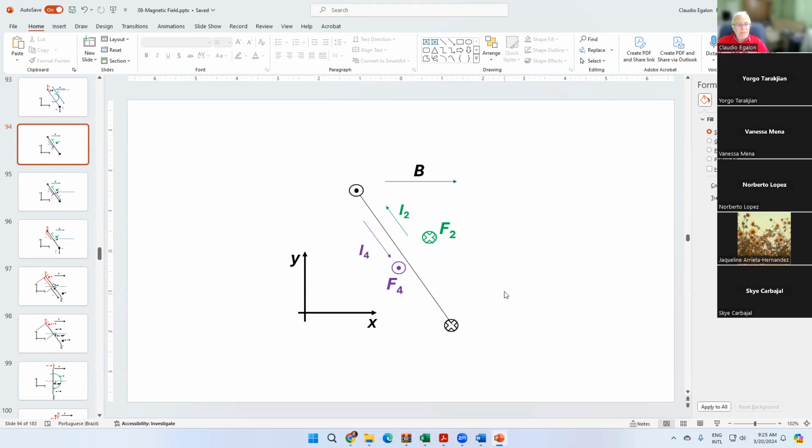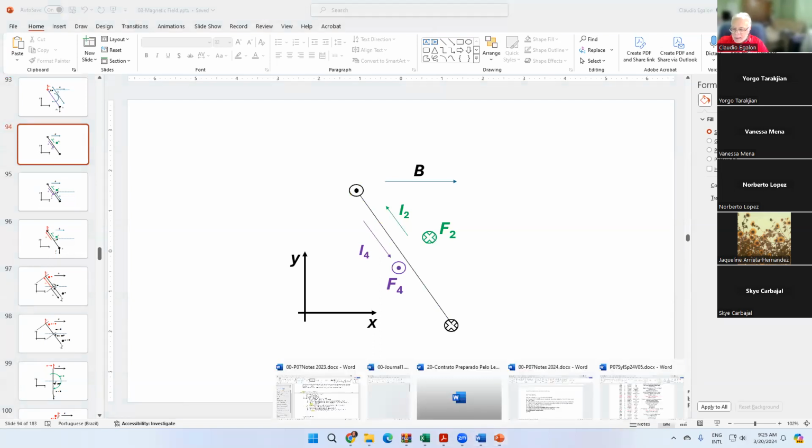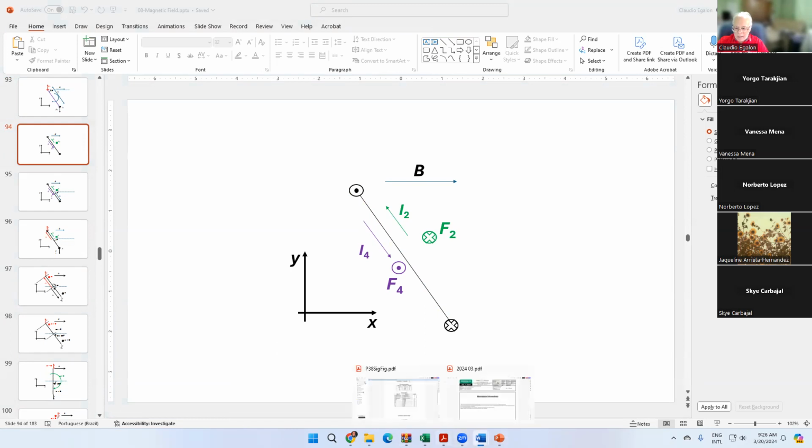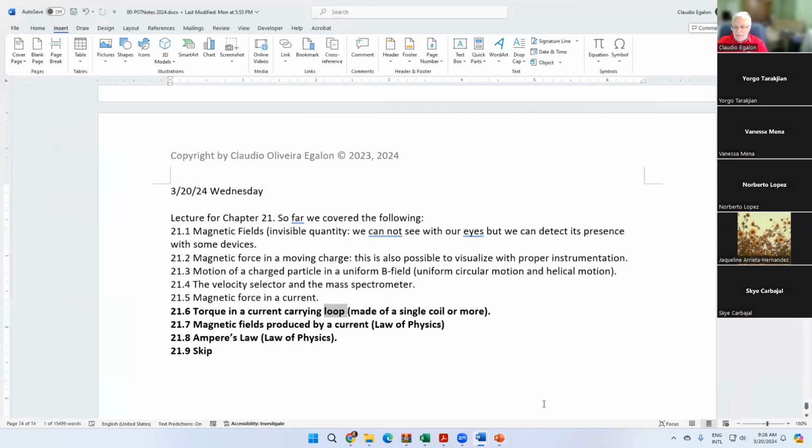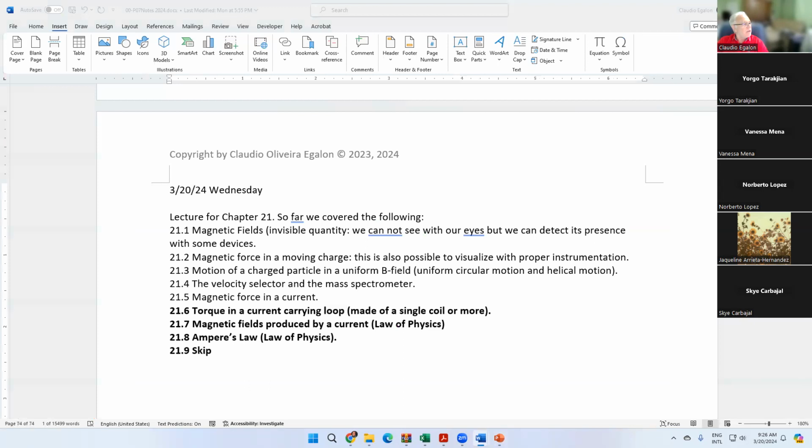So let's document everything that we said so far. Torque in a current carrying loop, right? Here you go.